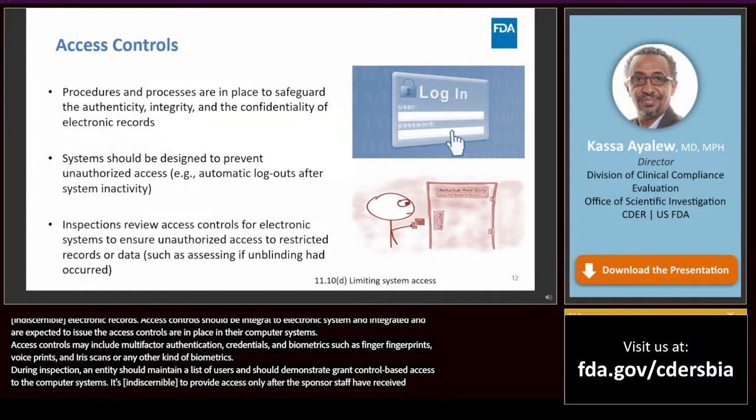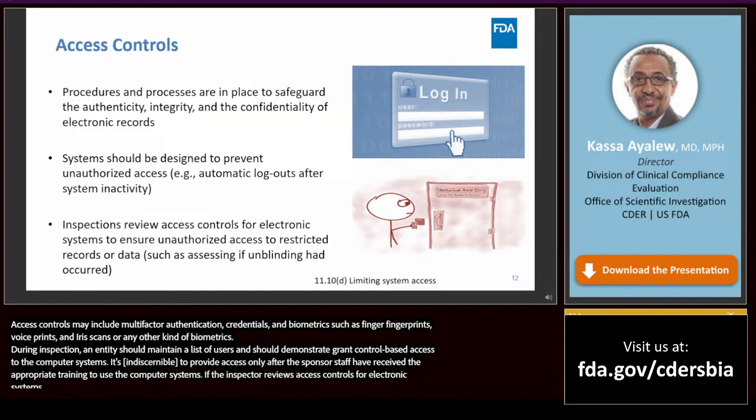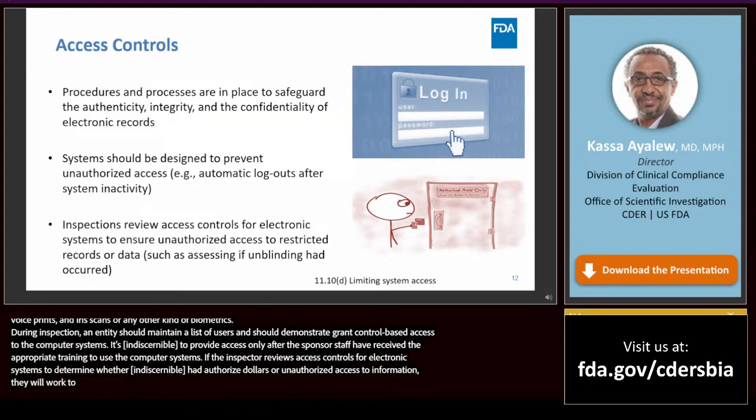FDA inspectors review access controls for electronic systems to determine whether clinical investigators or study personnel had authorized or unauthorized access to clinical trial information. They will work to identify and document any instances in which the clinical investigator or study staff had unauthorized access to restricted information, such as information related to masking or blinding.